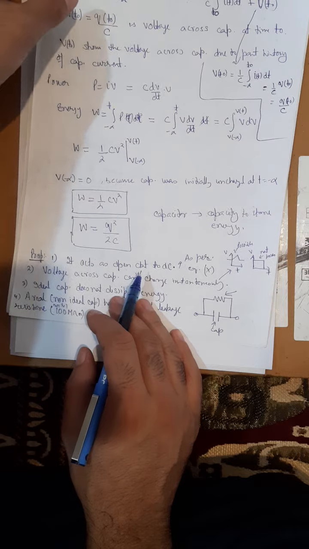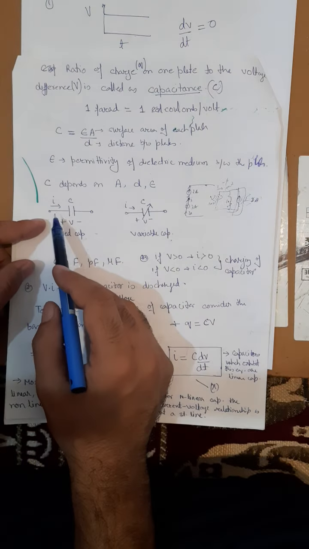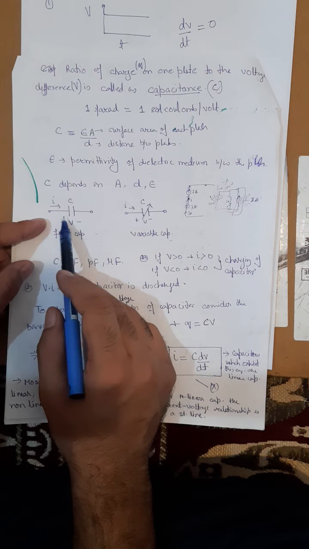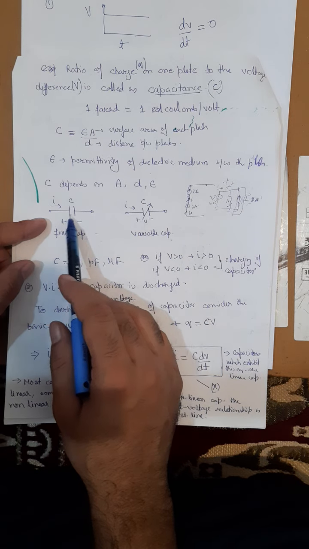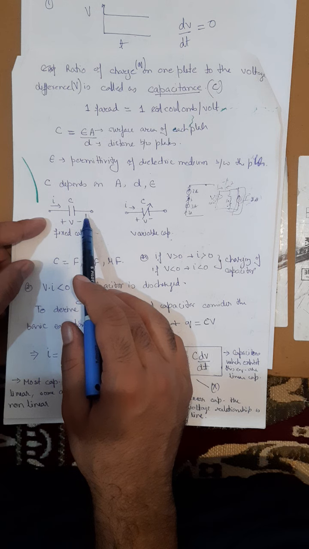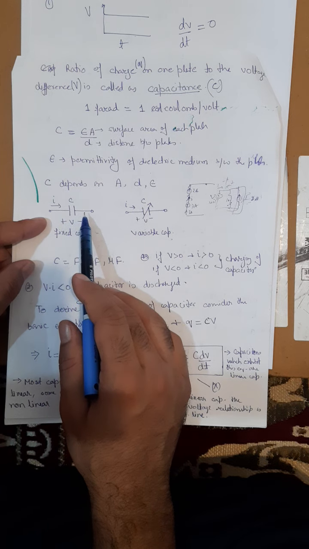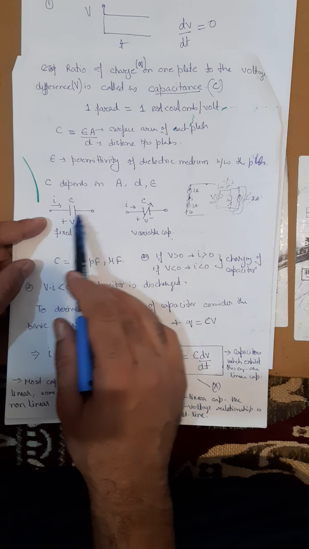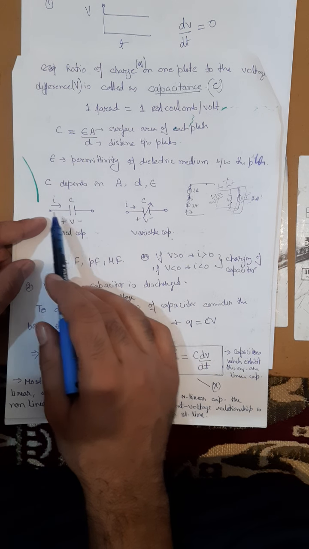This is an ideal capacitor. There is no resistive part in this capacitor; it has only capacitance. So this is an ideal capacitor. There is no energy dissipating element. There is no resistor in the circuit, so it will not dissipate energy. This is because it is an ideal capacitor.